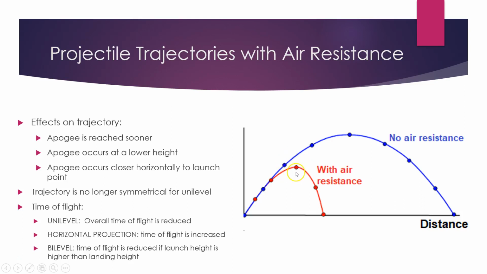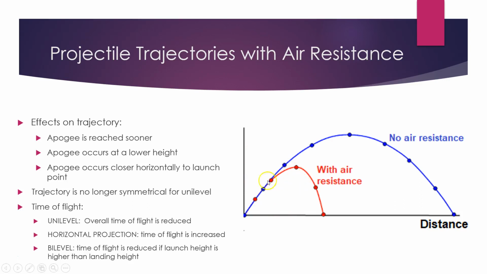The apogee will occur at a lower height, and the apogee will occur at a closer horizontal distance to the launch point. We can kind of see that here. So the apogee is closer to the ground vertically than it was without air resistance, and it's also closer horizontally to the launch point than it was without air resistance as well. So the apogee is lower, closer horizontally to the launch point, and it occurs in less time.